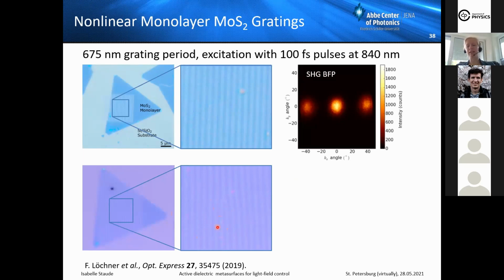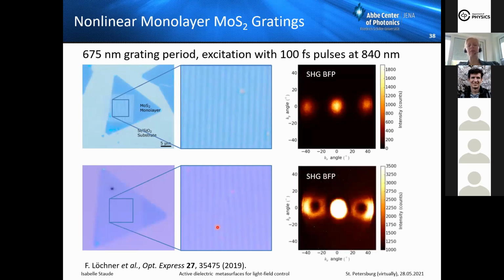I hope you can see it. And if we now do the same experiments, then we're actually generating vortex beams in the first and second diffraction order for the second harmonic. So you can consider this like an ultra thin metasurface sitting on a substrate, just one molecular layer thick, but it's able to do beam shaping action on the first diffraction orders.